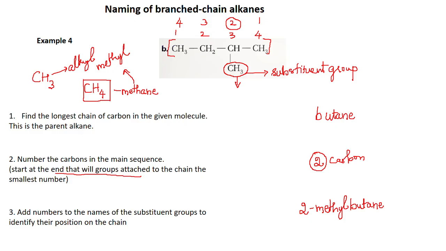Almost done. Okay. The first step is to identify the longest chain and give it the name of the parent alkane. Then number the sequence so that the carbon to which the substituent is attached gets the smallest number. Then you add the position and the substituent. The substituent is attached to the second carbon, and its name is methyl. So it is 2-methylbutane.